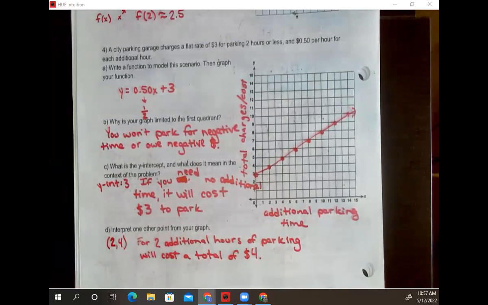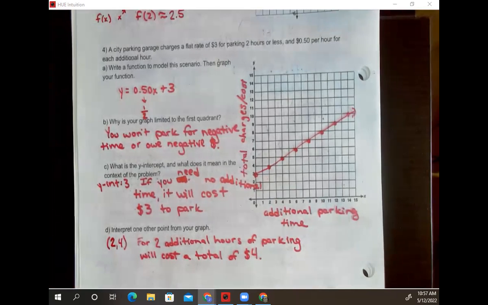So you phrased this as 2 additional hours. We also could have phrased this as 4 total hours. If I took this 2 and added on the 2 that we get from the $3, either version of that is correct. So since our x-axis was labeled as additional parking, you kept the additional parking label. That's absolutely fine. If you had added on and said a total of 4 hours would cost a total of $4, that's also okay too. Questions for me here on page 8.